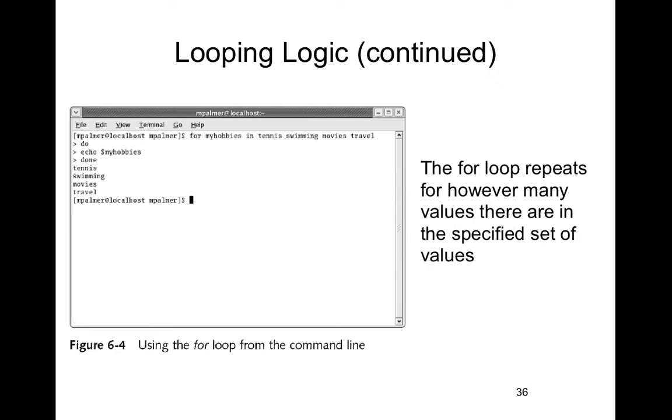So here's an example of the for. The for loop repeats for however many values are in the specified set of values. So here: do, echo, my hobbies, done. And this is the actual, hold on a second. For hobbies in tennis, swimming, movies, travel. So my hobbies is a text file, and in my hobbies there is tennis, swimming, movies, and travel.